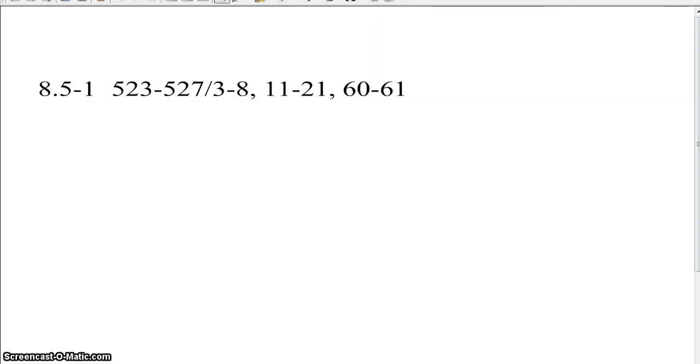Okay, then your assignment is here. And you will need graph paper. And use your concept book to help you.